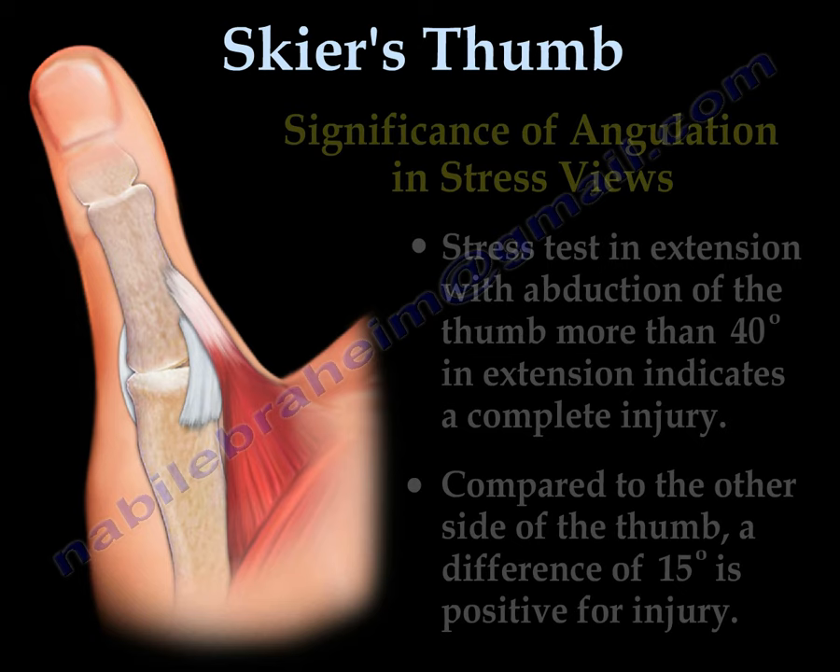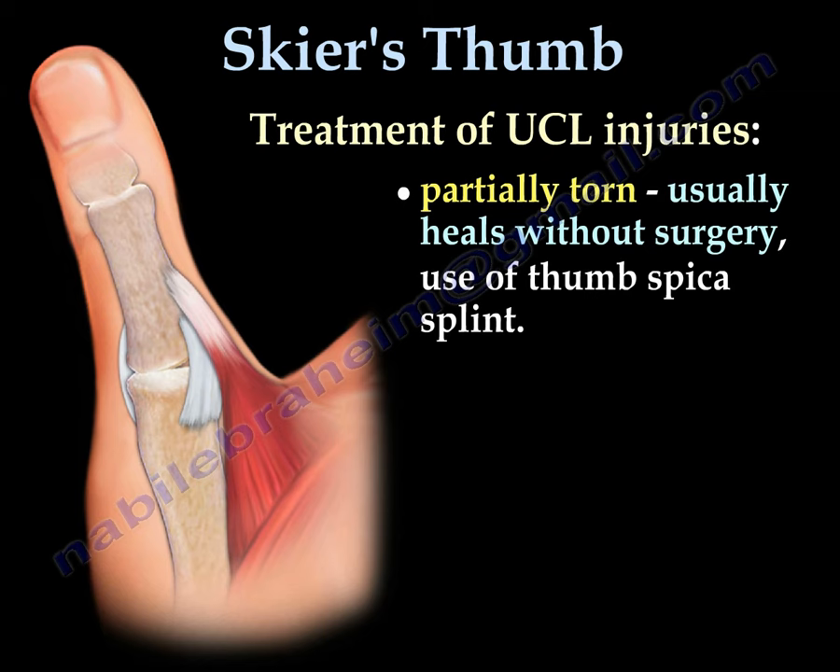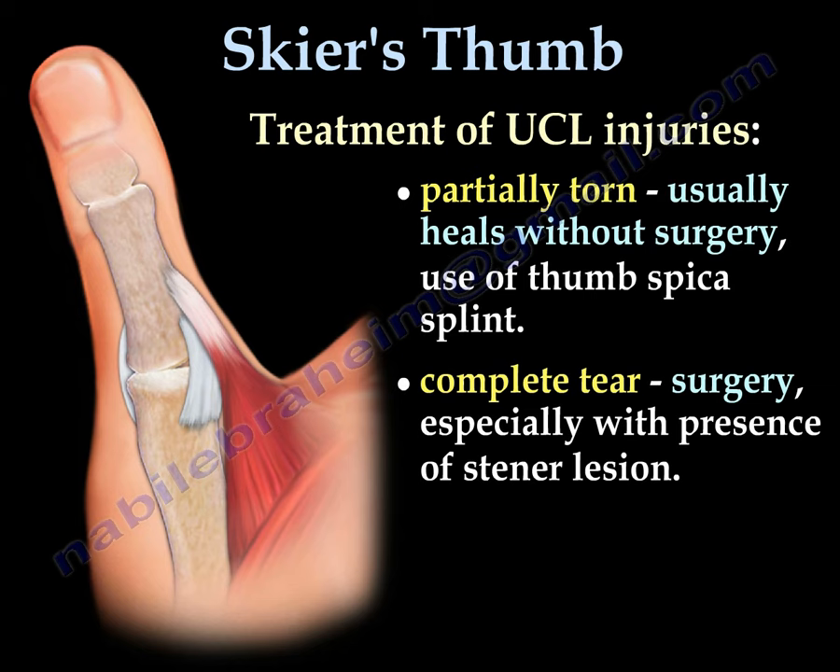Treatment includes, if it is partially torn, use of a thumb spica splint. It usually heals without surgery. If it is completely torn, surgery is important, especially with the presence of Stener lesion.